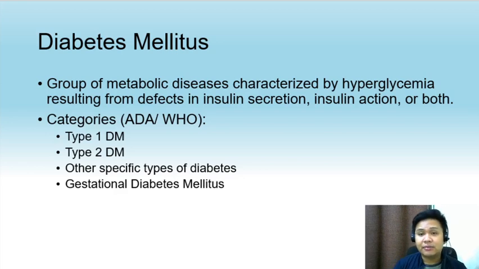Diabetes mellitus is a group of metabolic diseases characterized by hyperglycemia resulting from defects in insulin secretion, insulin action, or both. So primarily, diabetes mellitus presents with hyperglycemia, and most of its symptoms as well as signs are due to this hyperglycemia. The categories of diabetes mellitus, according to the American Diabetes Association as well as the WHO, are as follows. You have type 1 diabetes mellitus, type 2 diabetes mellitus, other specific types of diabetes, and gestational diabetes mellitus. So you have 4 categories.